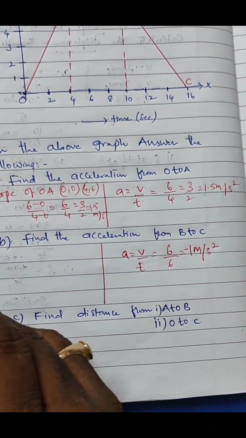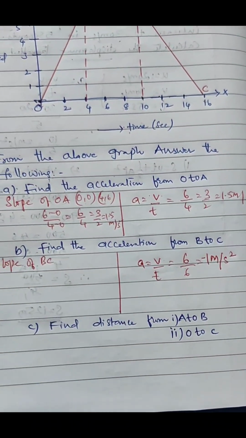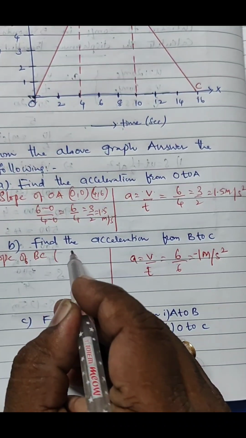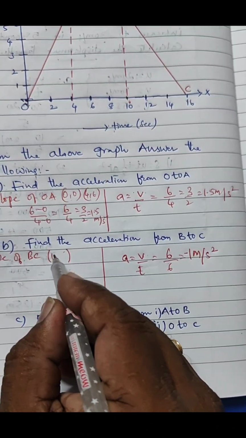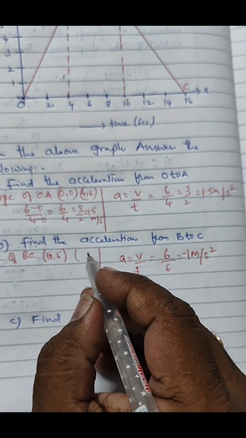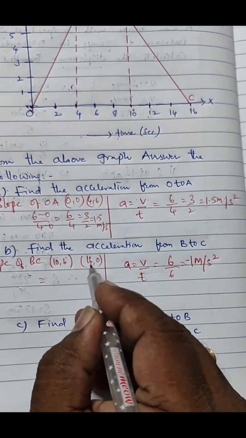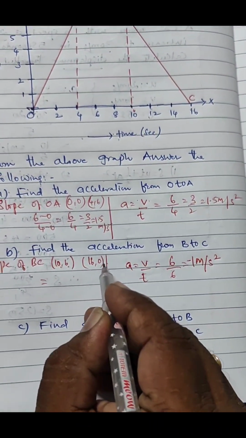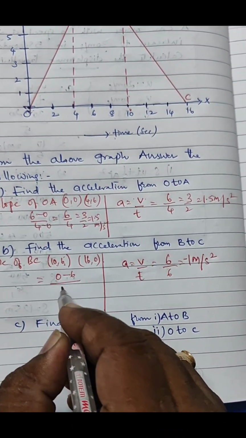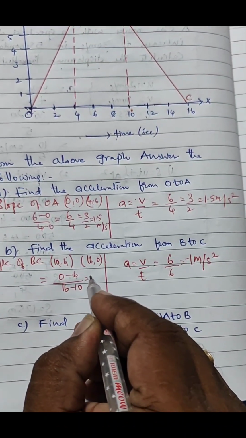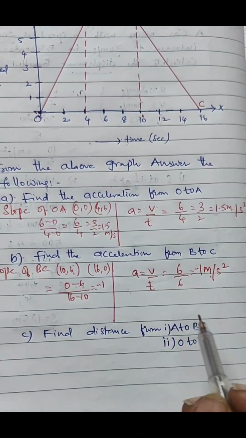The same way we calculate the slope of BC. When you take the slope of BC, we get 2 points. B is taken to be 10, 6, and C is taken to be 16, 0. So you'll take x1, y1, x2, y2, so y2 minus y1 divided by x2 minus x1. So you'll get minus 1 meter per second square, retardation, as clearly mentioned here.